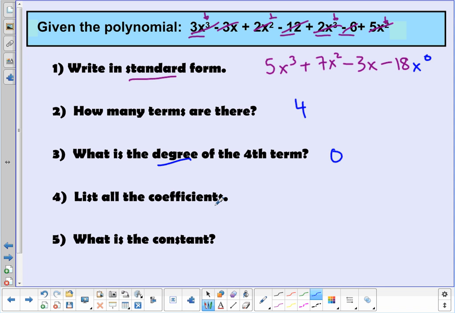List all the coefficients. This is another place where we don't list the variable. The coefficient is just the number part. So my coefficients are 5, 7, and negative 3. And I'm just making a list there. I can separate them with commas. And then what's the constant? The constant is negative 18.